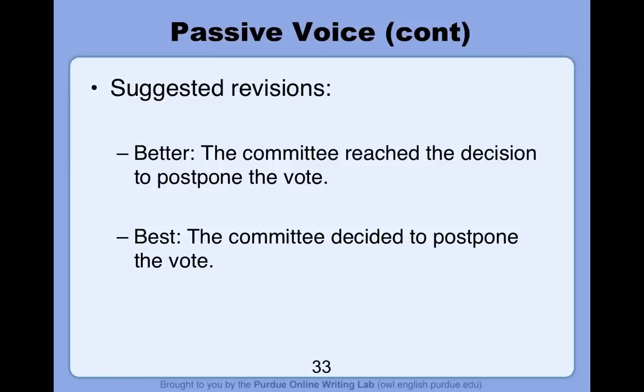Here are the suggested revisions. Better: The committee reached the decision to postpone the vote. And here's the best version there: The committee decided to postpone the vote. Notice that sense of agency. It's the second one, the committee decided to postpone the vote, that is much more powerful because the committee takes responsibility to postpone the vote.